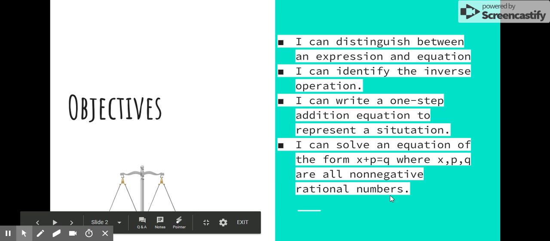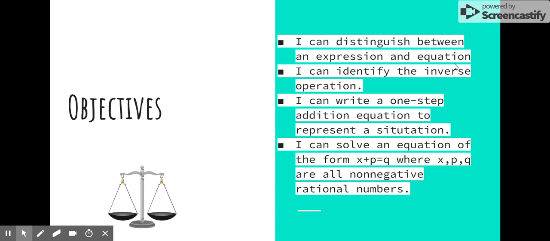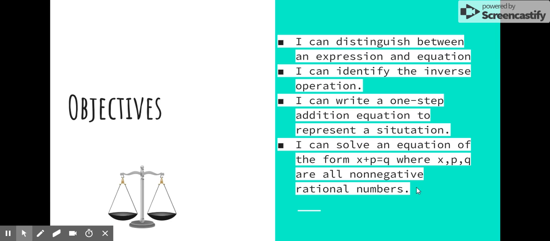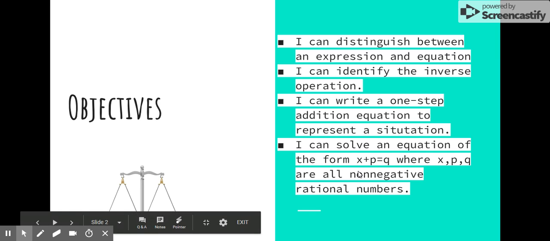So here are our objectives. We're going to find the difference between an expression and equation, talk about inverse operations, learn how to write the equation based on a word problem, and then how we're going to solve it.